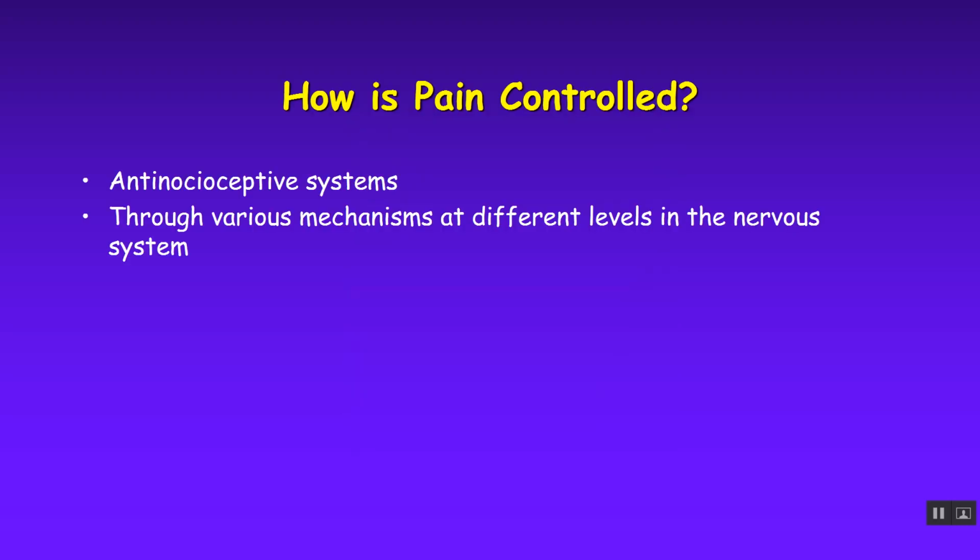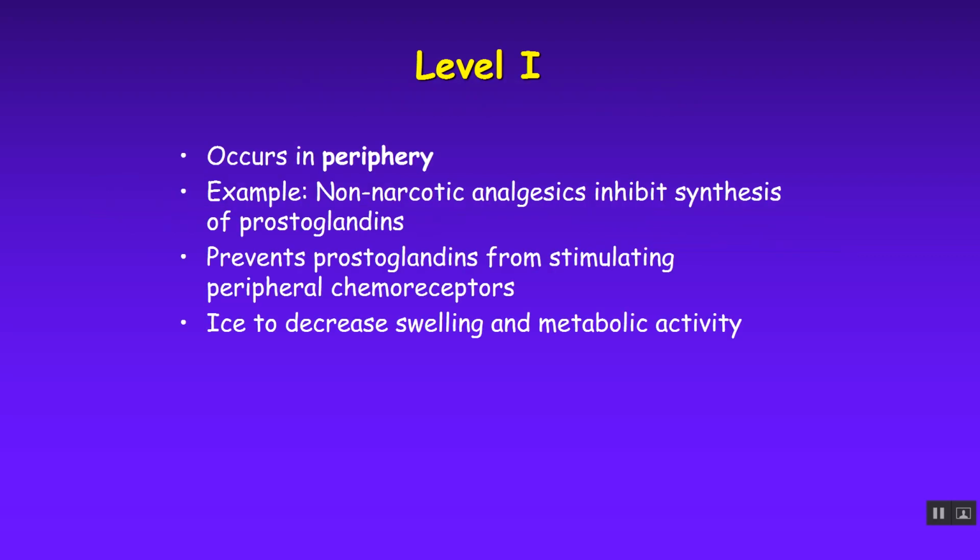So now we're going to talk about our natural pain control systems. How do we modulate or try to dampen pain responses? Through various mechanisms at different levels in the nervous system. This is all collectively called our anti-nociceptive system. Level 1 occurs in the periphery, so we're starting at the periphery and working our way up. Examples of how we control pain.